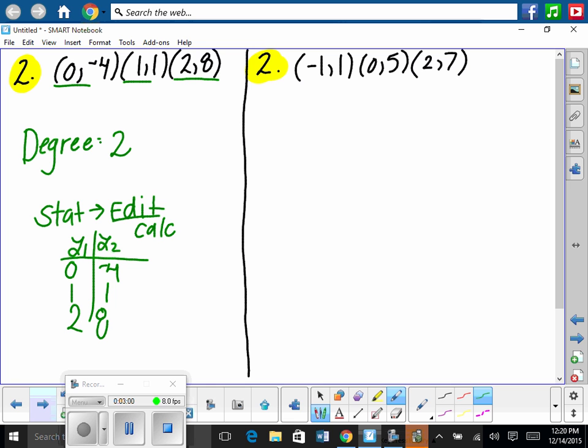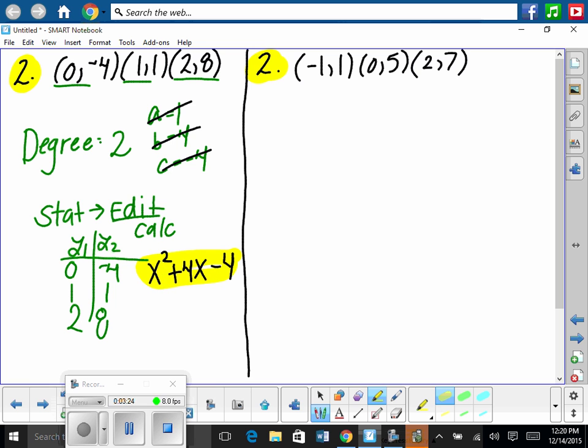If you type it in correctly, it's going to give you an A value of 1, a B value of 4, and a C value of -4. So we know that the quadratic has an A value of 1, so it's going to be 1x squared, or just x squared, plus 4x, and then -4. So this would be our final answer right here. This is our polynomial, our parabola, that passes through these 3 points.